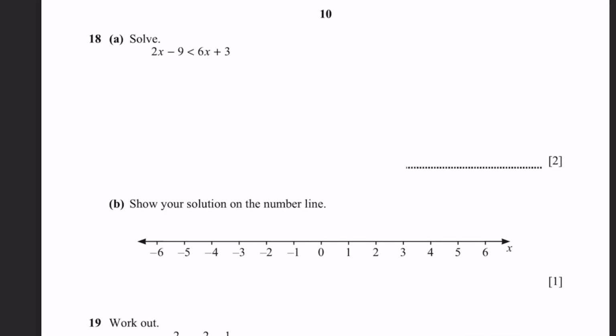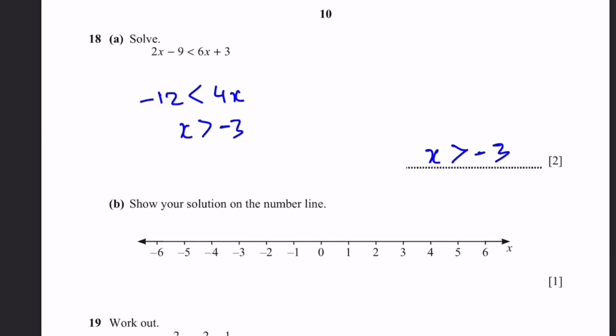Question 18a. Solve 2x minus 9 less than 6x plus 3. So we bring the plus 3 to the other side and 2x to the other side. Minus 3 minus 9 is minus 12, less than 6x minus 2x, which is 4x. That means x is greater than minus 3. That's the answer.